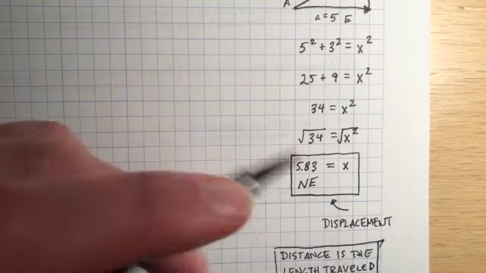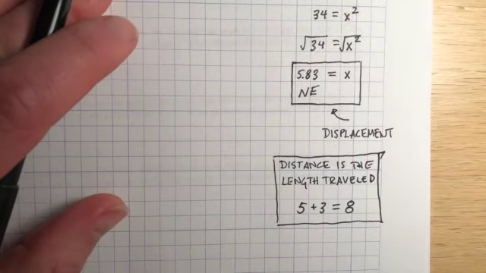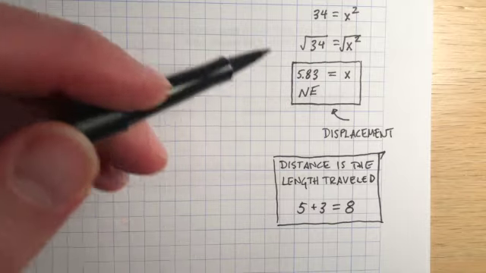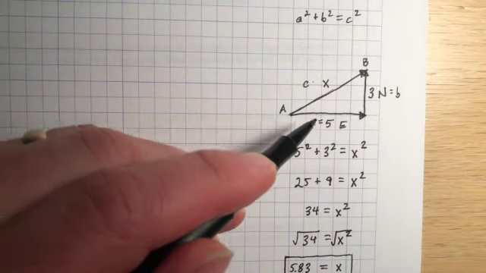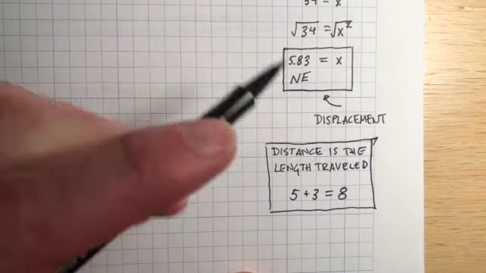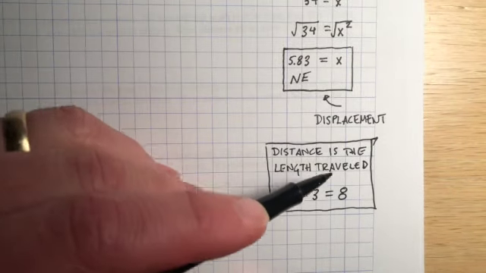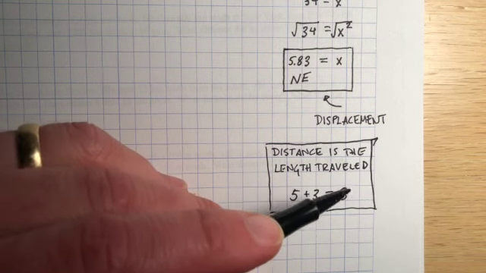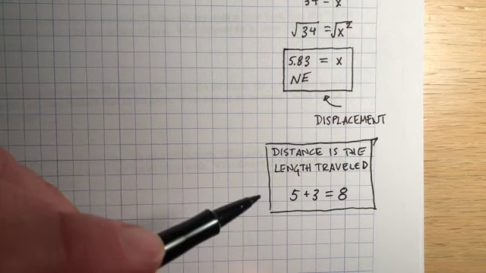That's the displacement. If you want to know what the distance traveled is, then you just add up the two parts that you actually walked. So in this situation, if you walked 5 meters and then 3 meters, that would be 5 plus 3. So the distance is always going to be at least as long as the displacement. Most of the time, the distance is going to be longer.